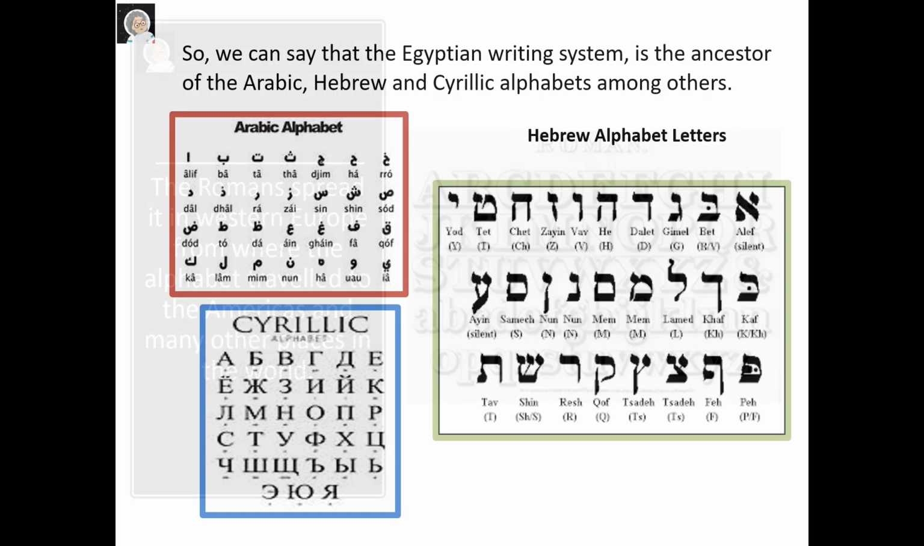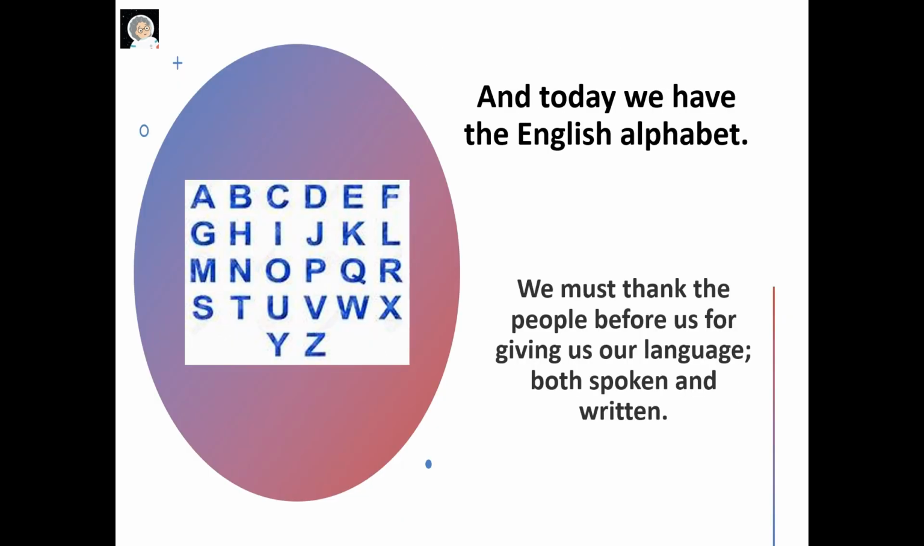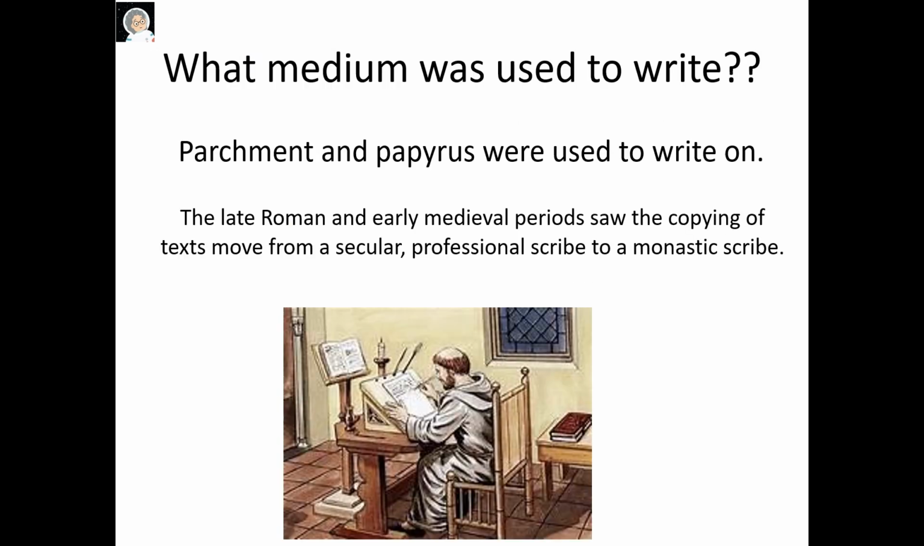So we can say that the Egyptian writing system is an ancestor of the Arabic, Hebrew, and Cyrillic alphabets, among others. And today we have the English alphabet. We have to thank the people before us for giving us a language, both spoken and written. What medium was used to write? Parchment and papyrus were used to write on.